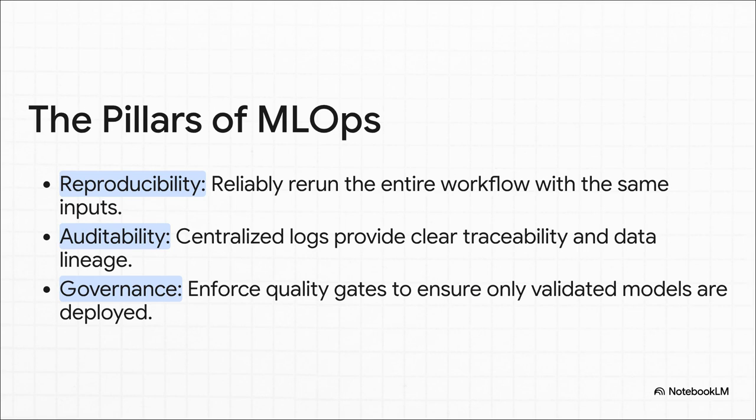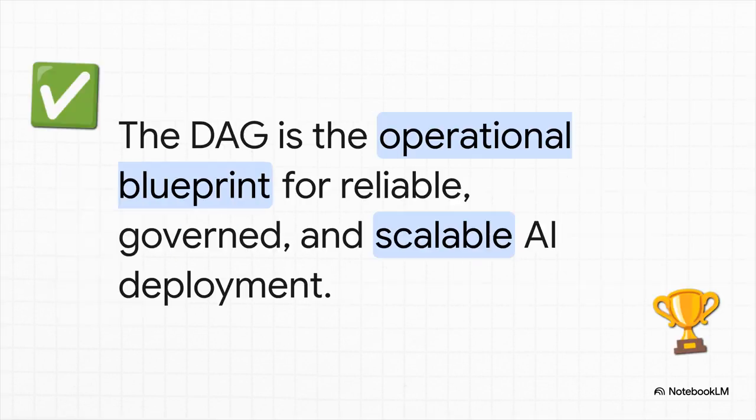You get reproducibility, so you can rerun a workflow and get the exact same result. You get auditability, a clear, traceable log of every single thing that happened. And you get governance, which you need to make sure only high-quality, validated models ever see the light of day in production. So, at the end of the day, what's the big takeaway here?